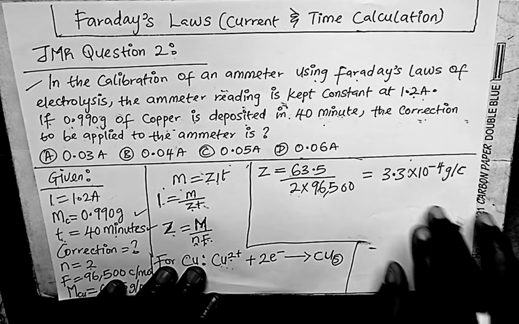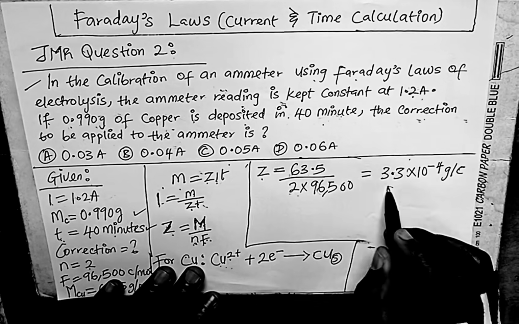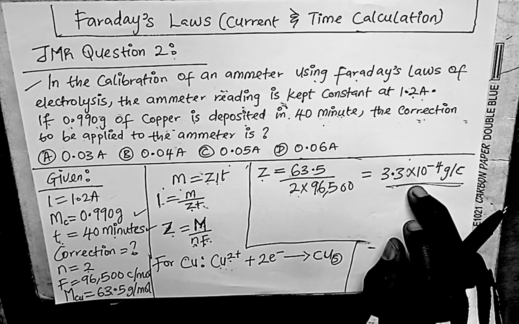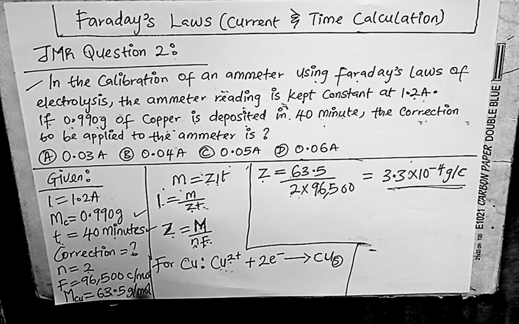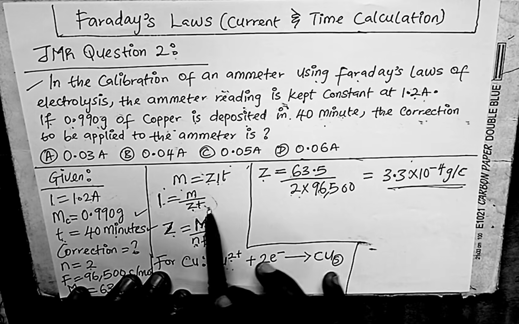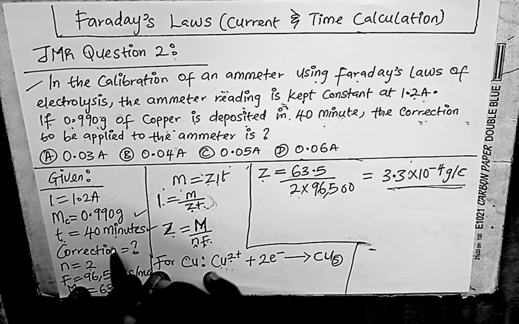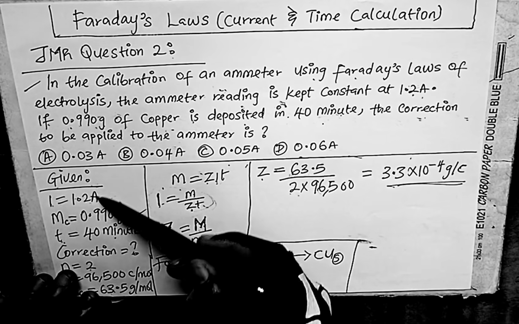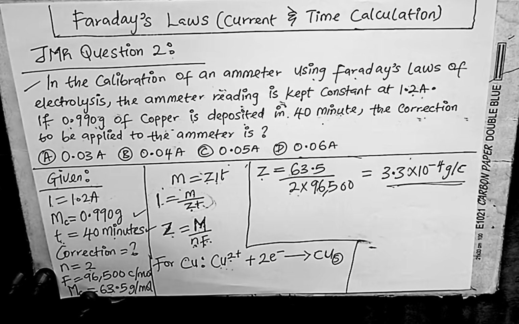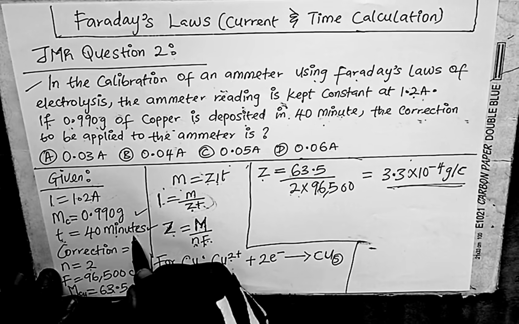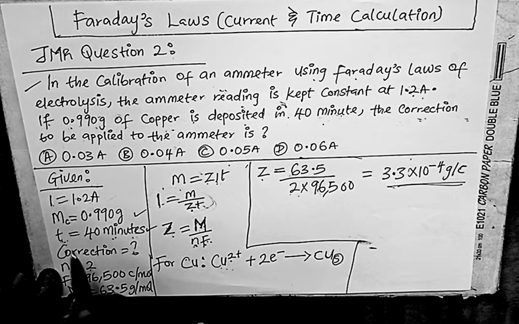So this is our electrochemical equivalent. Now we will use the time, because this formula has now helped us find only Z. Looking at the time, all the other units are good, but the time is in minutes, and the standard unit of time is the second. So we will convert the time to seconds.